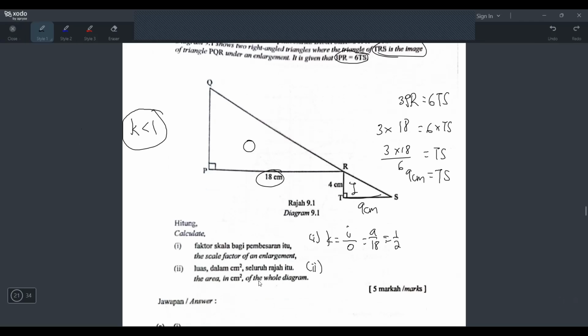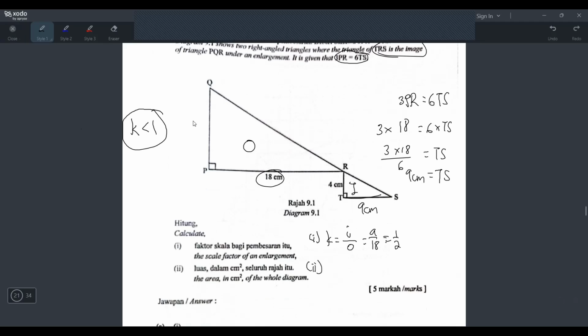What about number 2? Area of the whole diagram. Okay, this is quite easy, I think. But if I want to find the area of the whole diagram, first I have to find the area of the big triangle plus the area of the small triangle. How to find the area of this triangle? 1 over 2 times base times height. So 1 over 2 times 9 times 4.